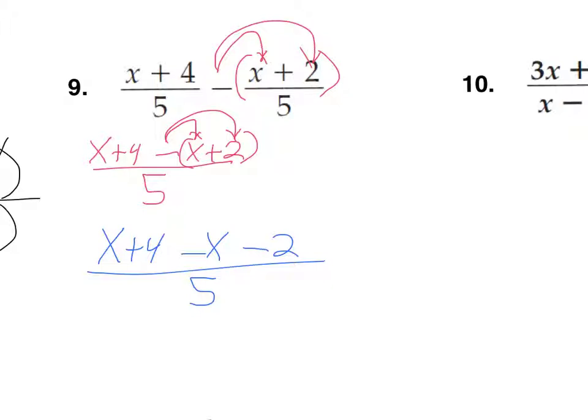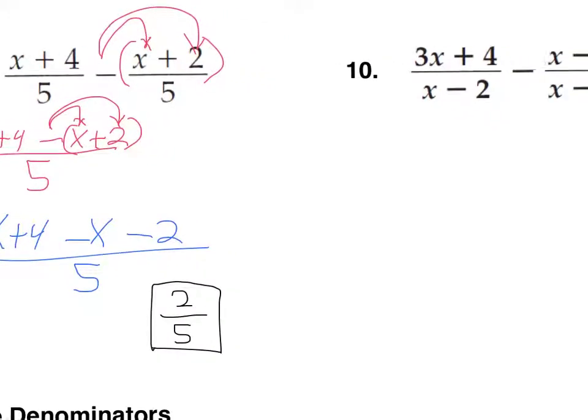And we do have some like terms here. We can combine the x and the minus x. What does that equal? X and minus x. Well, those would just go away. And 4 and minus 2, 4 minus 2 is 2. So our final answer ends up to be just 2/5. Can't simplify that at all. And so we're done. Let's do number 10.